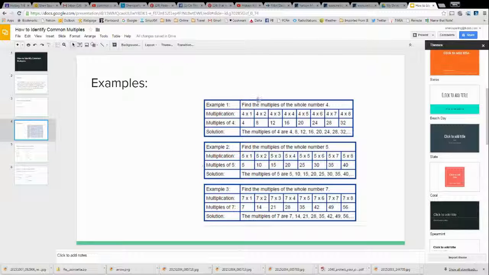Here's some examples. So you find the multiples of the whole number 4.